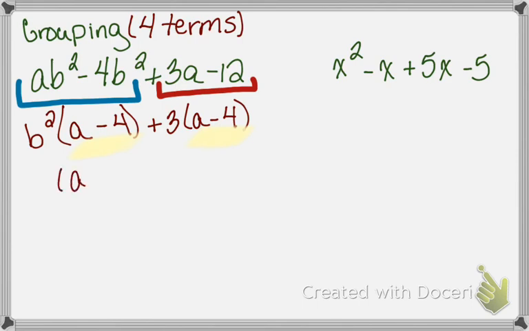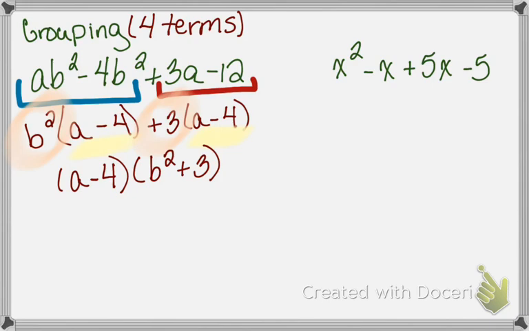Okay? So, this shows up twice. I write it down once. A minus 4 is one of my binomials. Now, the second thing that happens, this b squared plus 3 is my other binomial. So a minus 4 times b squared plus 3, that is factored, that I have factored by grouping.